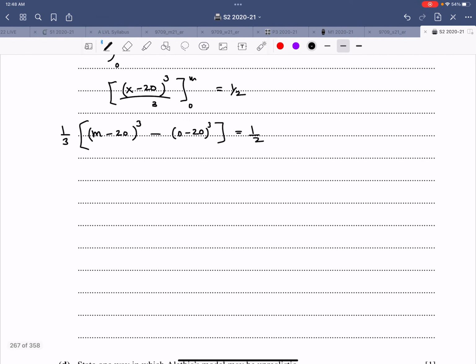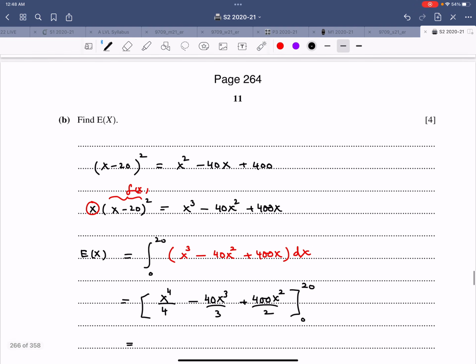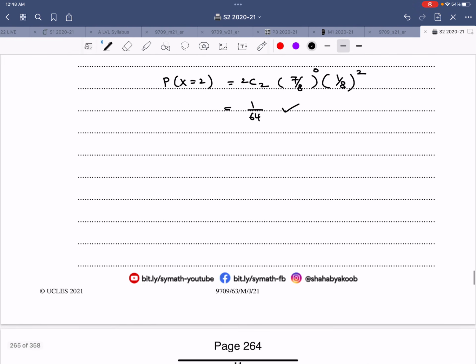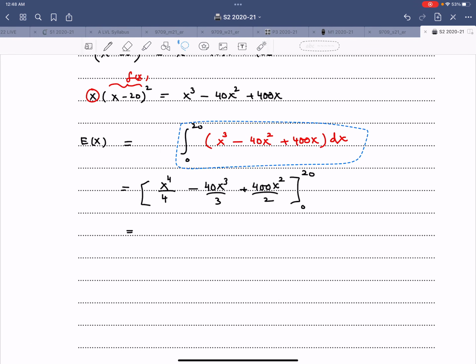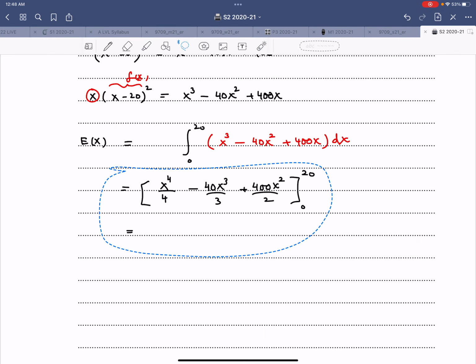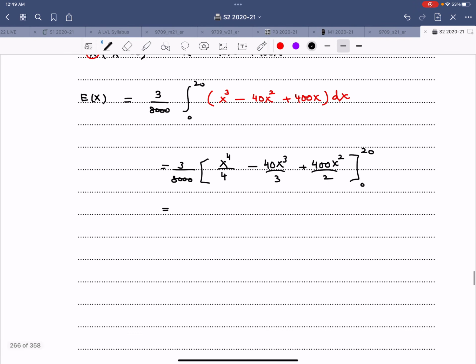So this is m minus 20 the whole thing cube, no need to open it up, and this is minus 20 cube. I think I forgot the 3 over 8,000. Where has that gone? That was in the beginning 3 over 8,000, and that is still over here. So let me write it over here, and also over here. Don't forget this. This is 3 over 8,000. Don't forget it. And then you would evaluate.